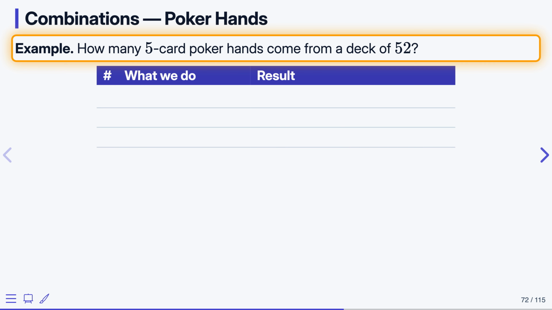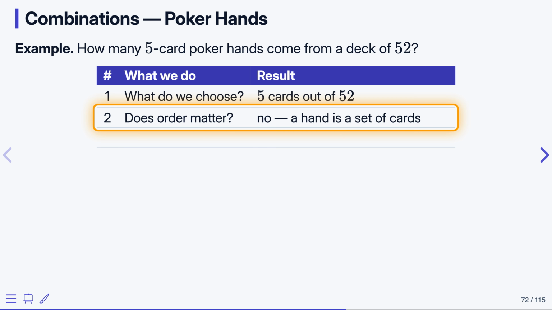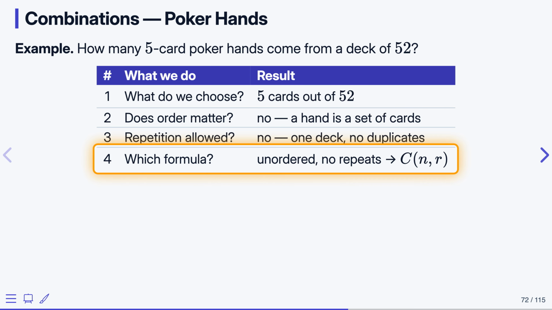Let's count poker hands. We deal 5 cards from a deck of 52. Step 1. Ask what we choose. 5 cards out of 52. Step 2. Ask whether order matters. It does not. You pick up your hand and you may sort it however you like. It is still the same hand. Step 3. Ask about repetition. There is one deck, so no card appears twice. Step 4. Unordered and no repeats. That is a combination. We want C(52, 5).